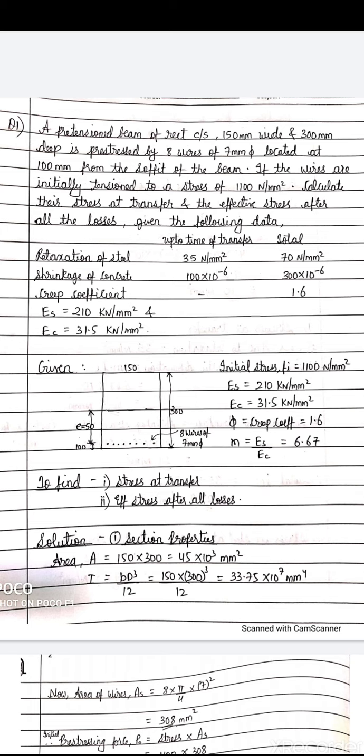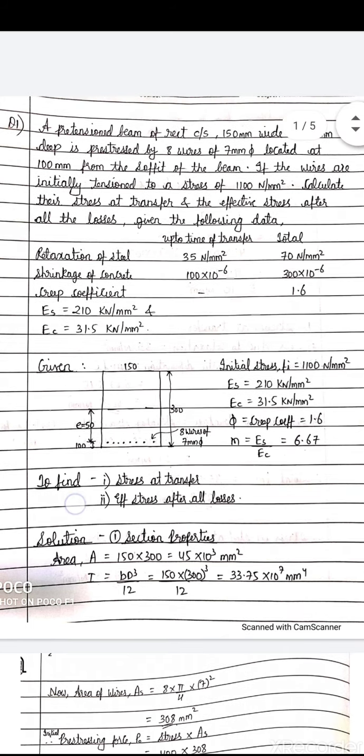So what is the data given to you? The relaxation of steel is given to you at two stages. First is up to the time of transfer and then the total. So relaxation of steel up to the time of transfer is 35 and total is 70. Shrinkage of concrete is 100 into 10 raised to minus 6 and total is 300 into 10 raised to minus 6. Creep coefficient up to time of transfer is not given. For total it is 1.6 and modulus of elasticity of steel and concrete are given to you.